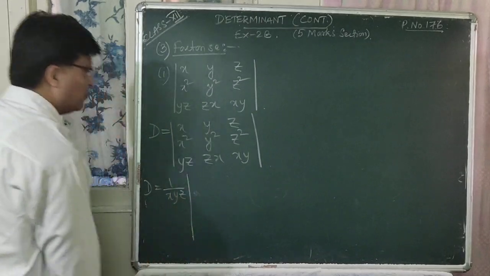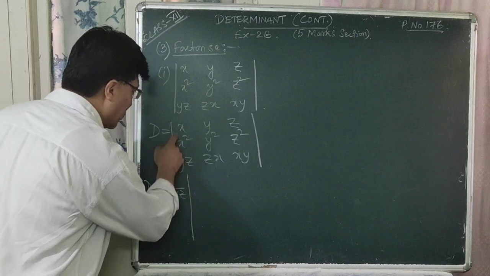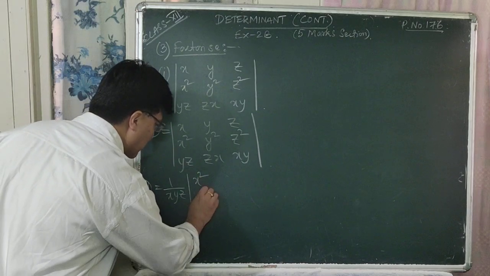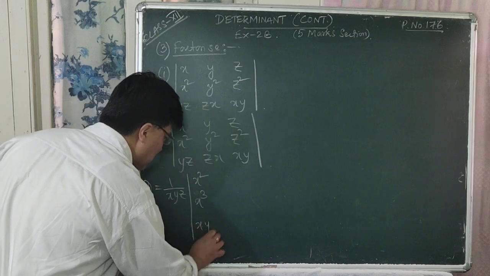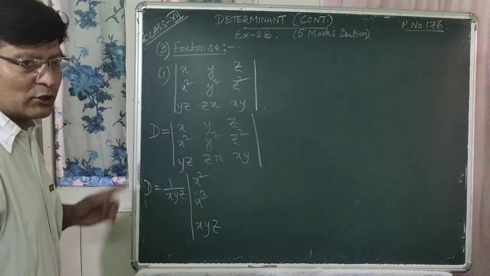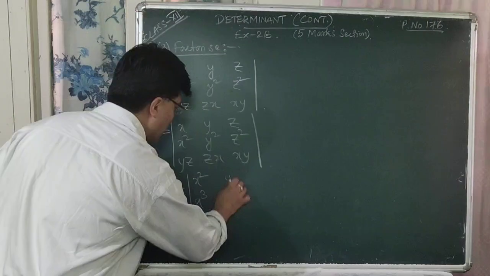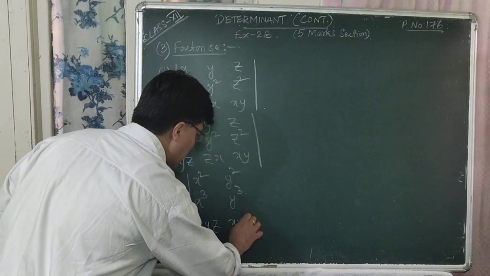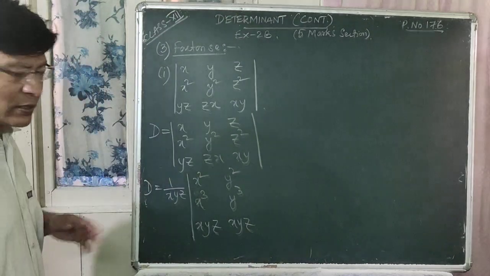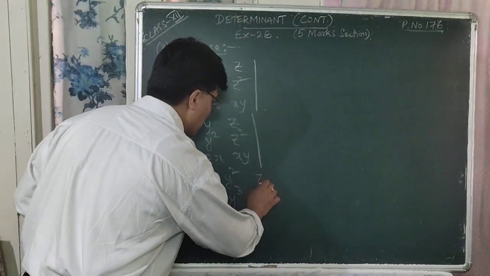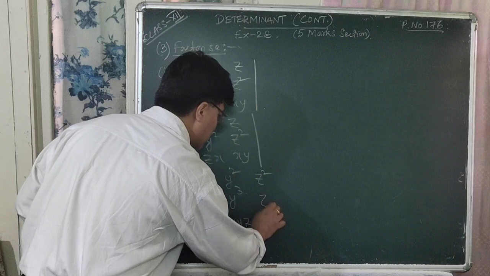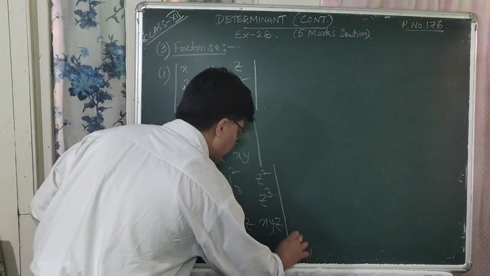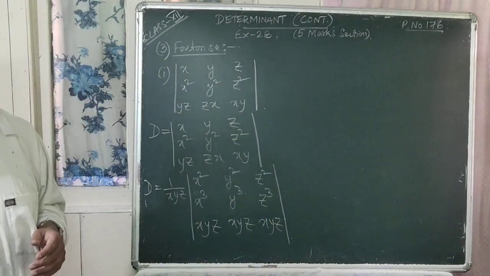So d is equal to 1/xyz. Now multiply the first column by x, x into x, x square into x, x cube. Now this is xyz. What is the new second column? It is y squared, this is y cube, and this one is xyz, right? What is the new third column? This is z square, this is z cube, and this one is xyz. So this is the determinant.